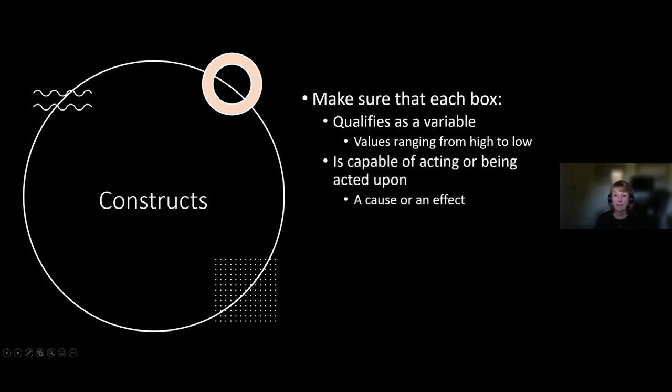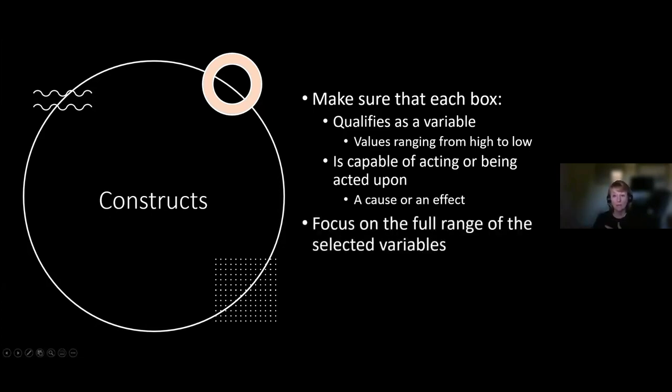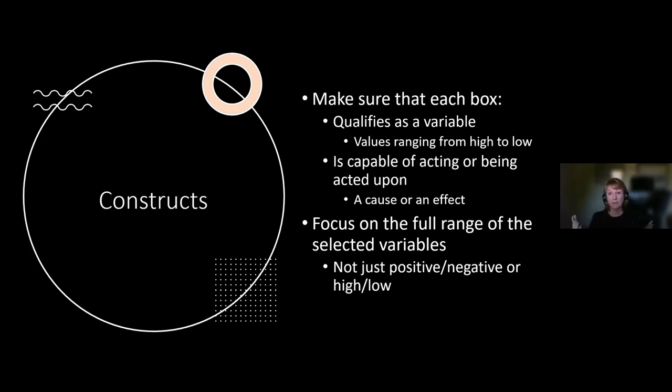Also, make sure that each box represents something that is capable of acting or being acted upon. So it's a cause or it's an effect. It causes your dependent variable or it is caused by your independent variable. Make sure you focus on the full range of the selected variables. Don't just limit them to just high or low, positive or negative, unless they truly only have two values. Like if you're looking at gender, that only has two values, just male and female. But most variables, most constructs that we're looking at have a range of values, and it's a much stronger theory if you're looking at the entire range and don't just say high and low.